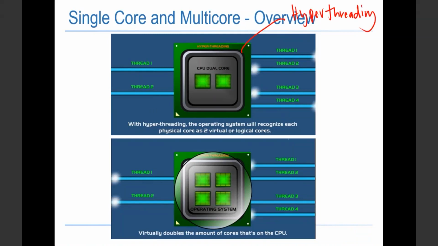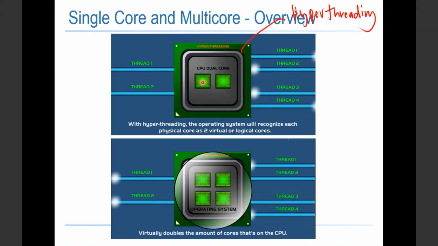This hyper-threading technology was added to the CPU for each physical core. Here we have 2 physical cores. This is the first core, and this is the second core. The hyper-threading technology was added to this CPU for each physical core on the CPU, which means each core has the hyper-threading technology.